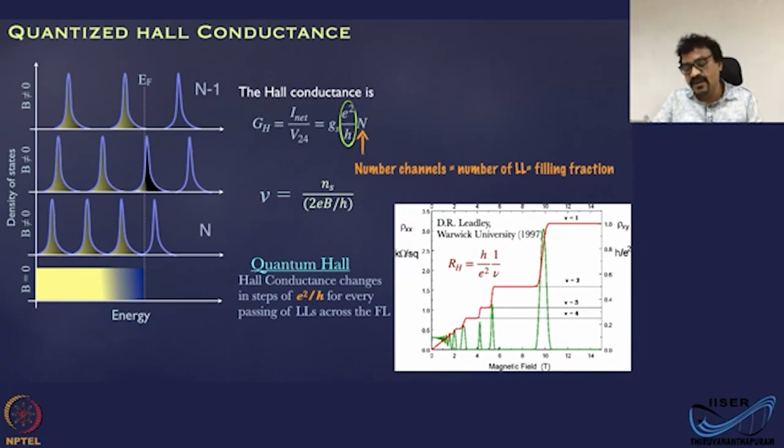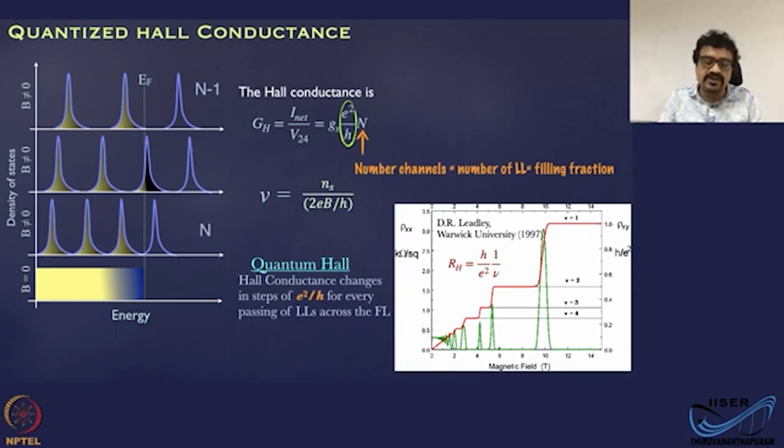Okay, so when you cut one Landau level in the bulk, you lose one edge. When you lose one edge, you lose conductivity by the quantum e square by h, or you increase resistance by h by e square. So the action of ramping the magnetic field will be taking from a situation with n number of Landau levels and going to n minus 1. In this case and this case, you have Hall resistance given by h by e square into the number of channels, because the bulk is not conducting and the states are only at the edge.